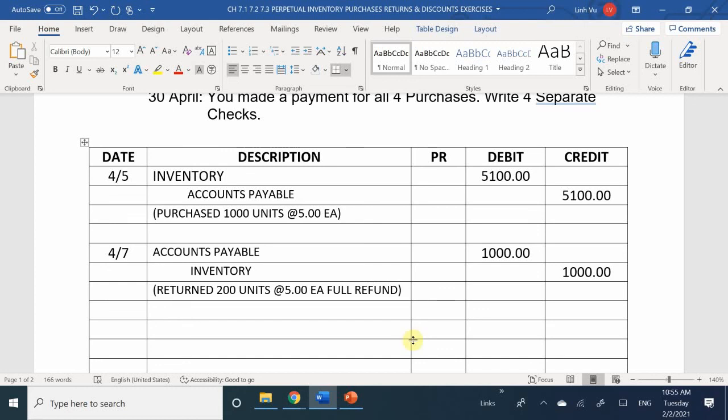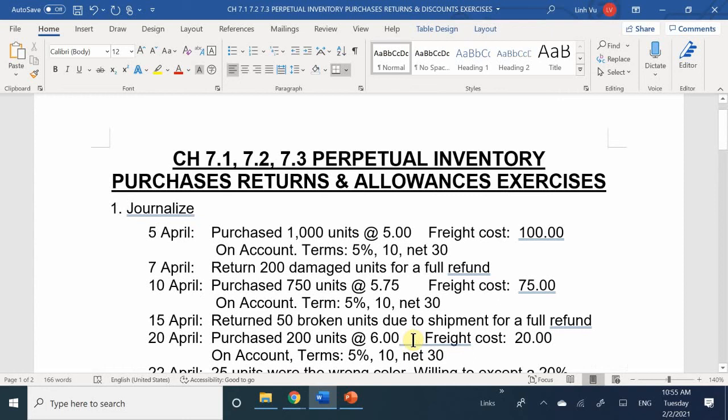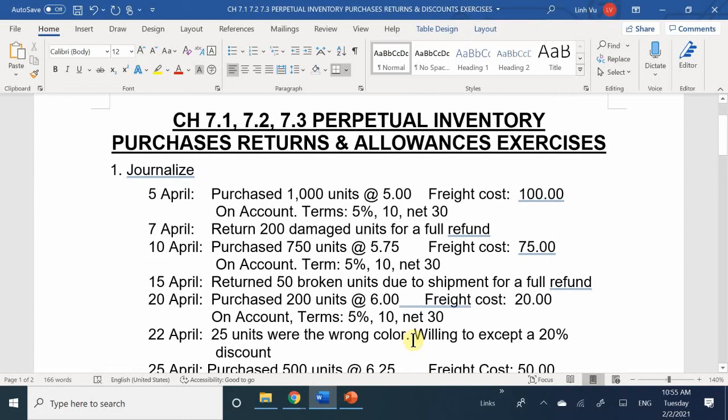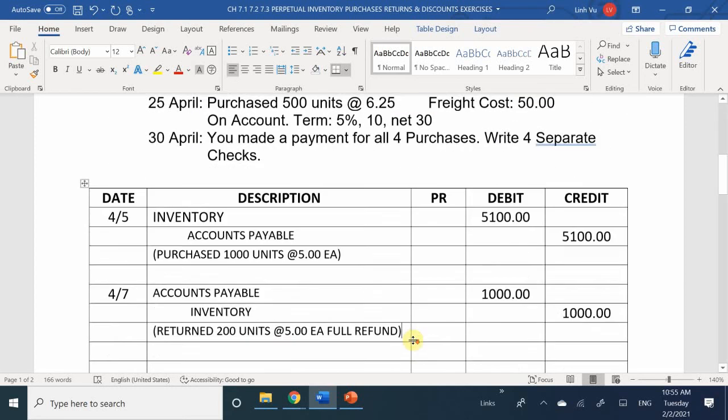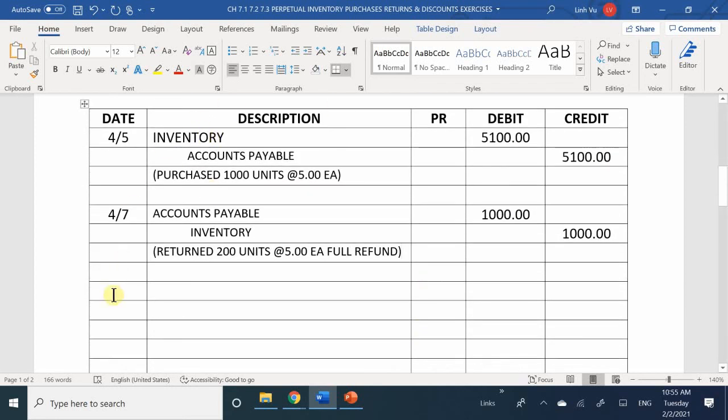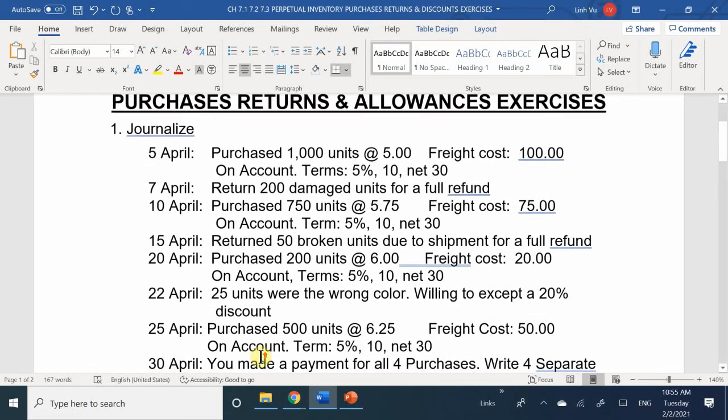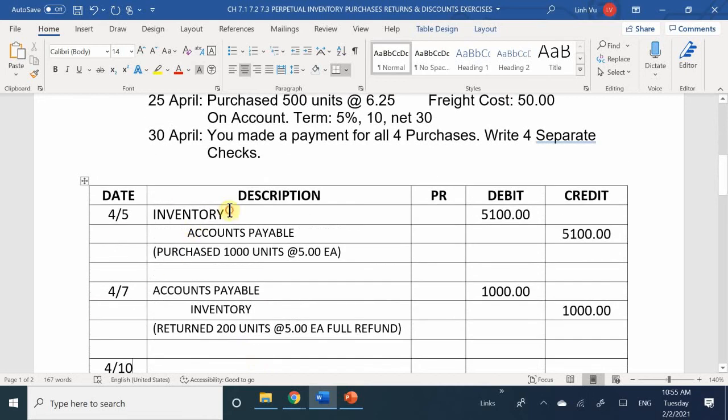Okay, good. Now, on April 10, you purchase an additional 750 units at $5.75 each, freight costing you $75, on an account, terms 5%, 10, net 30. So, inventory. Yes, you're going to debit your inventory, and what are you going to credit? Accounts payable. So again, this is all standard, straightforward. So I'm going to copy and paste it in here.